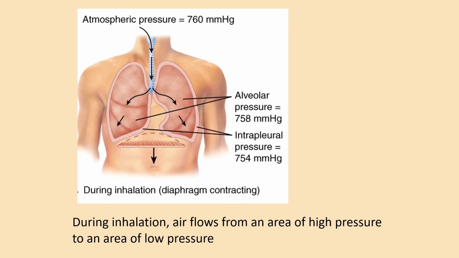So in this diagram, we have some of the values filled in. The pressure inside the alveoli here, 758 millimeters of mercury, and then intrapleural pressure is even lower at 754. And so it's this 758 that allows air to move from an area that's 760 toward an area that's 758. Air flows from an area of high pressure to an area of low pressure. In this case, the respiratory muscles generated a lower pressure in the thoracic cavity, and that's inhalation.